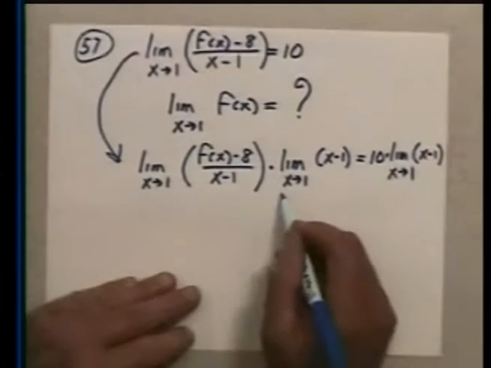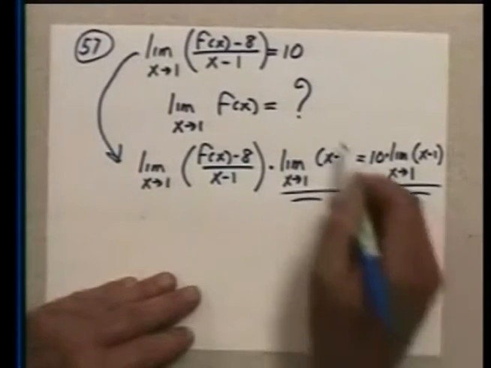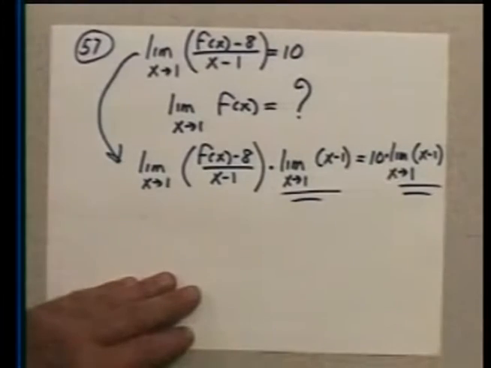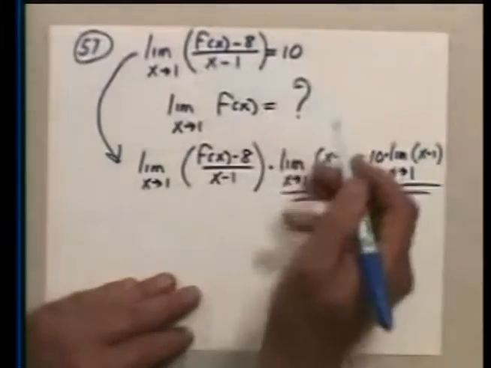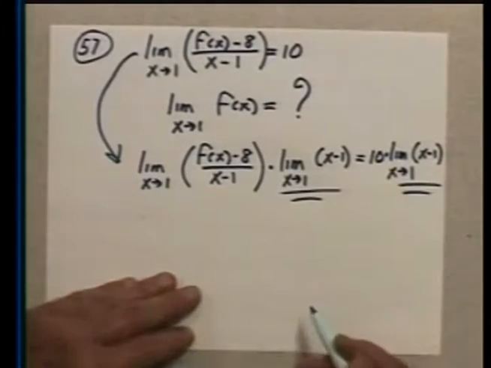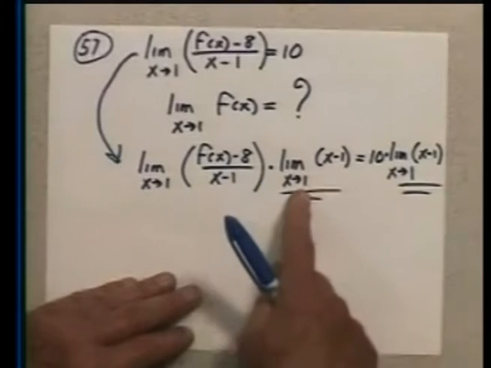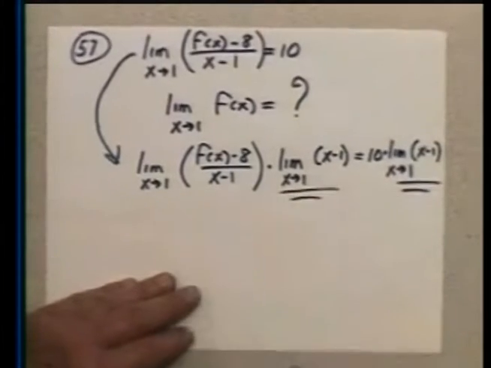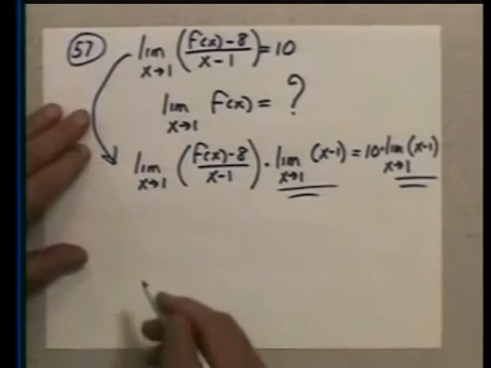I think you just multiply each side of this equation by the same thing. Is that a legal algebra move? If you have an equation, you can multiply each side by the same thing. I multiplied each side by the limit of x minus 1 as x approaches 1. You say, well, why did you do that?